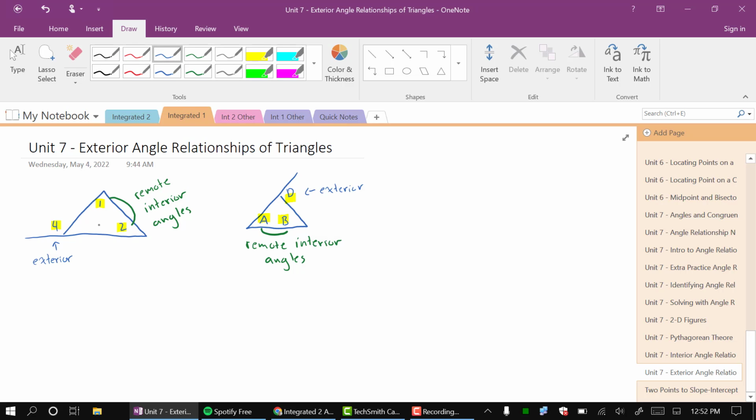So what relationship does this give us? Well, it gives us that the measure of angle 1 plus measure of angle 2 equals the measure of angle 4. Over here, measure of angle A plus measure of angle B equals measure of angle D. So our two remote interior angles add together to give us our exterior angle, an angle outside.